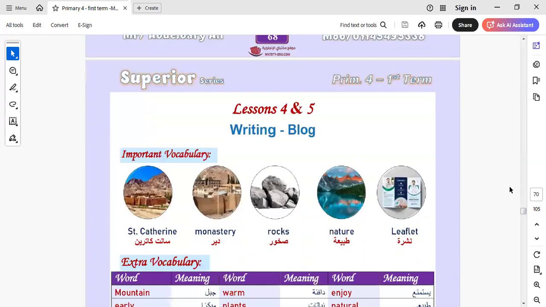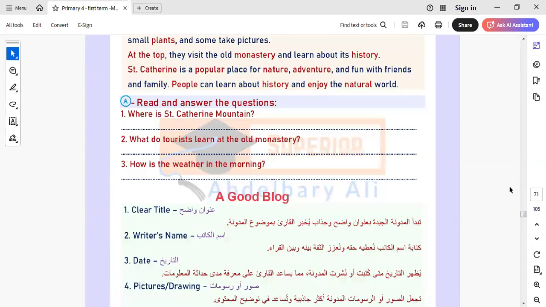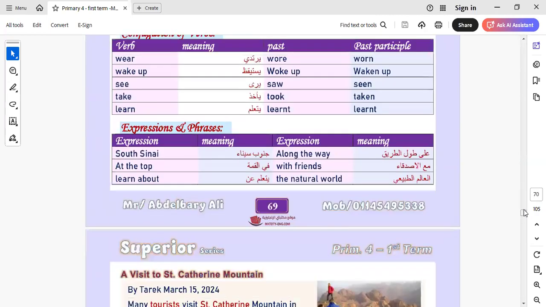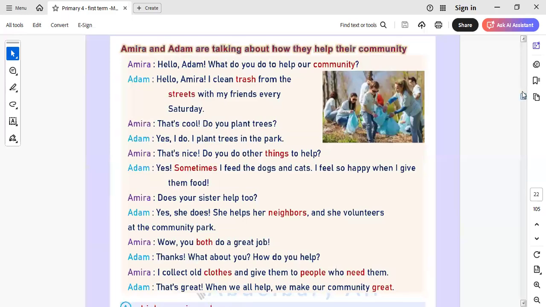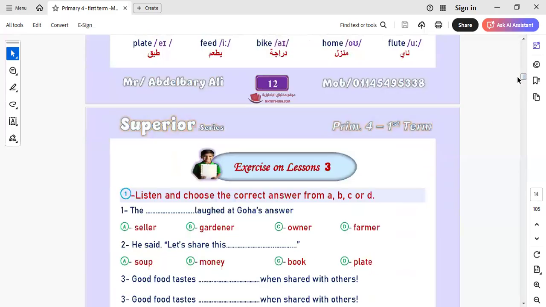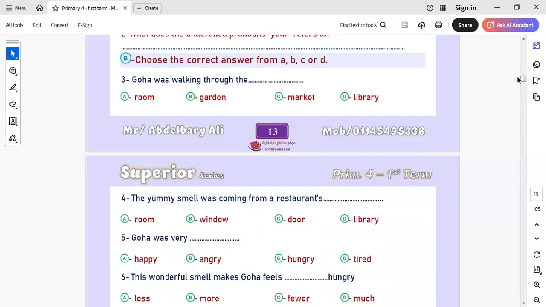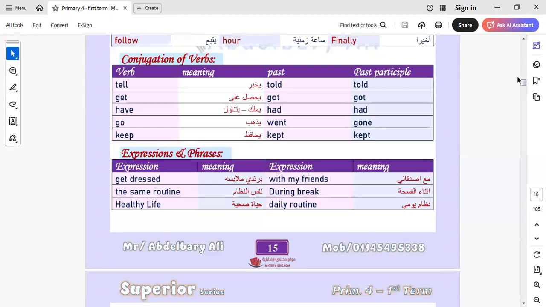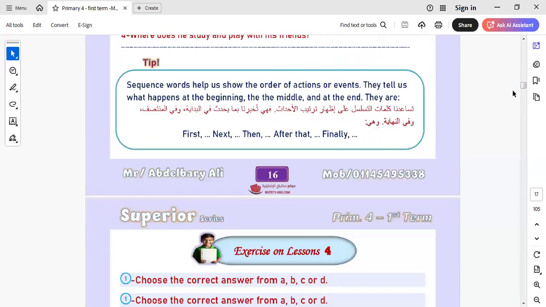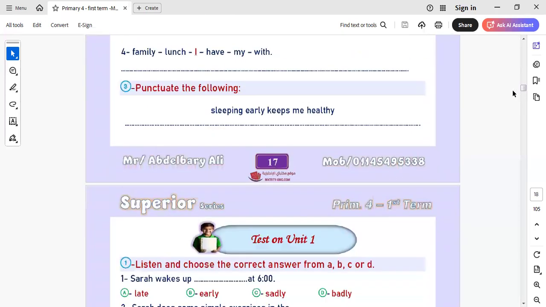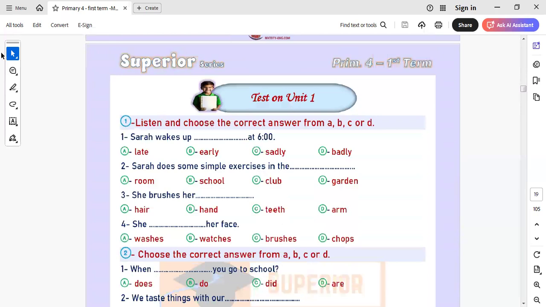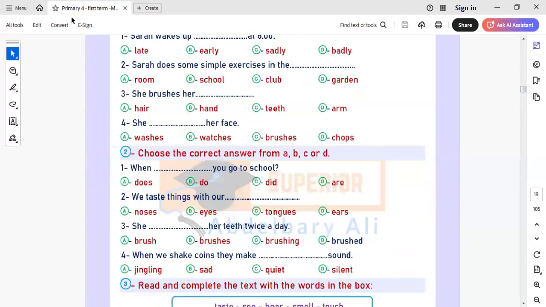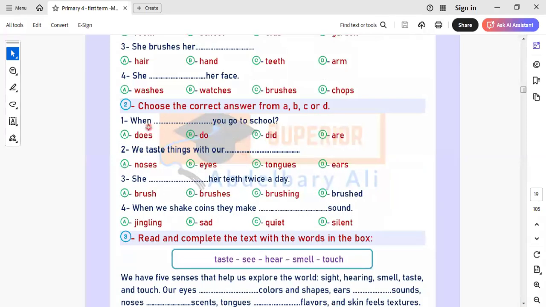So I will answer the test of the unit again. I will repeat the test of the unit again. Here we say, let's do this exercise again, because I made a mistake, and I will repeat it again.